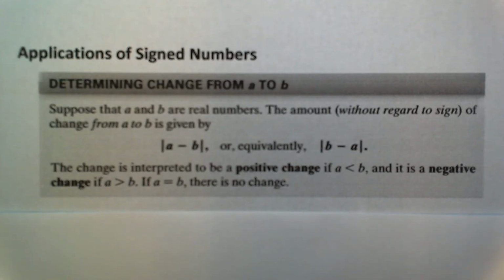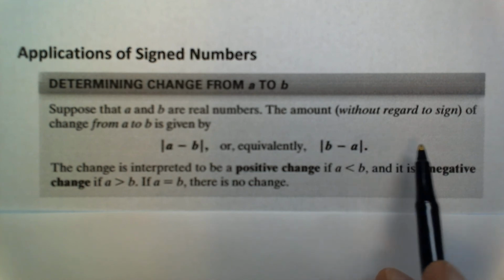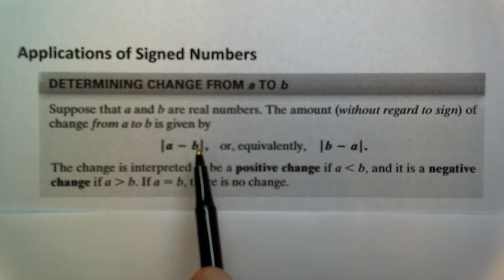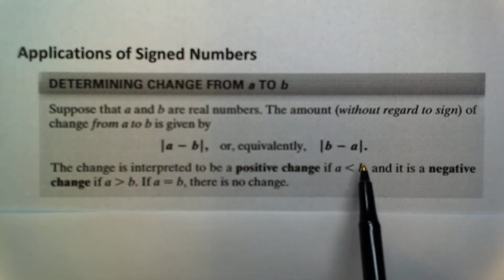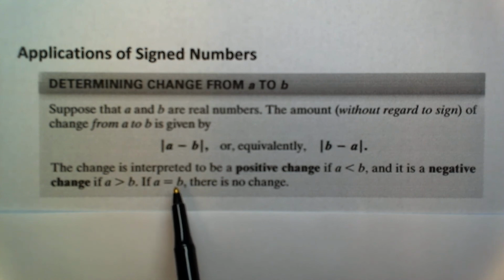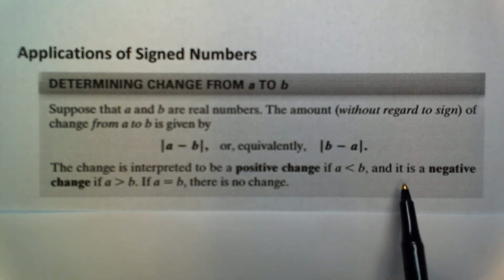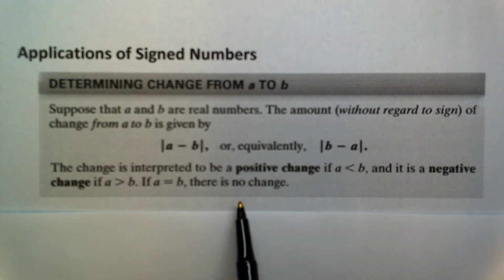The last part is about applications of signed numbers. And so here's how we determine the change from A to B. Suppose that A and B are real numbers. The amount without regard to sign of change from A to B is given by the absolute value of A minus B, or equivalently B minus A. And the change is interpreted to be positive change when A is less than B, and it is a negative change if A is greater than B. And of course, if A is equal to B, there is no change.